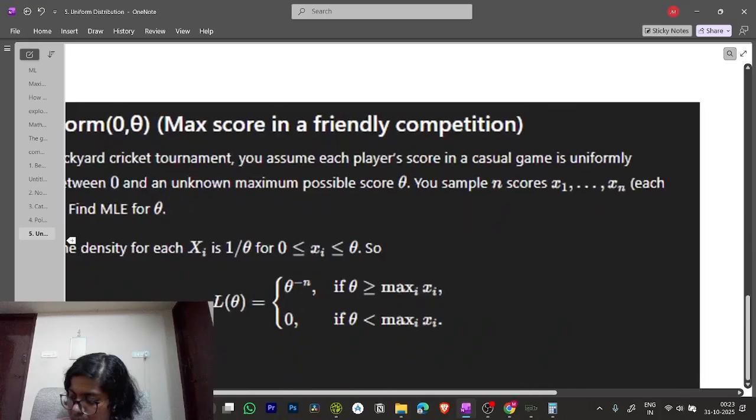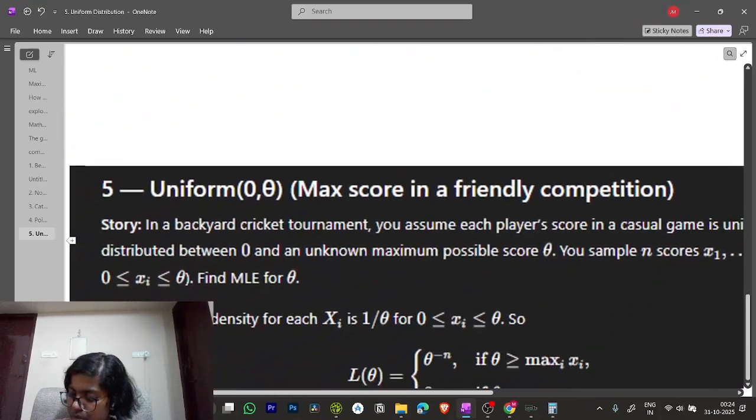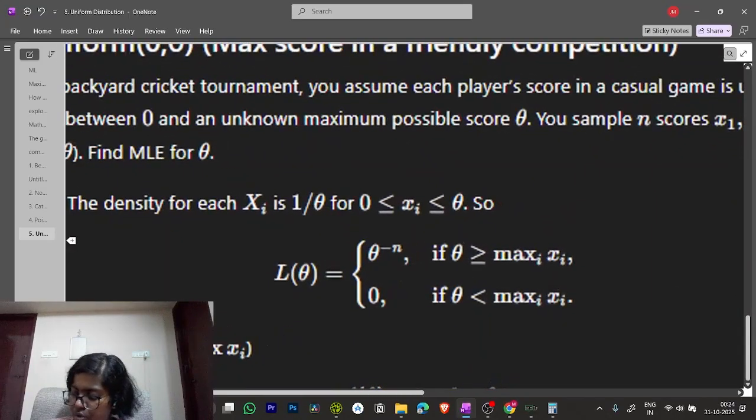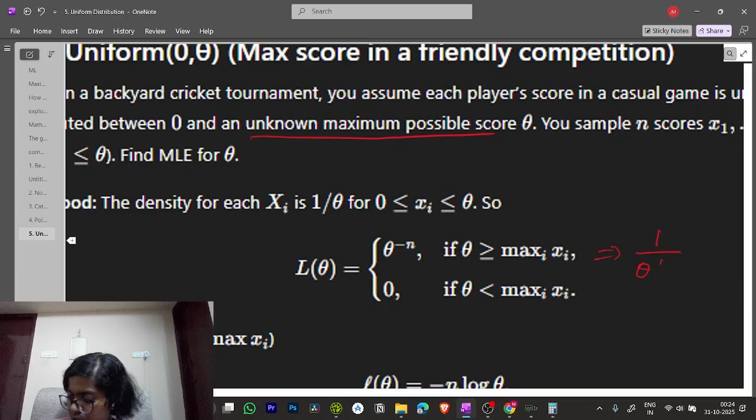So in this, okay, this is the formula for the uniform distribution. Theta is nothing but the unknown maximum possible score. So the likelihood is going to be theta to the power minus n, or nothing but 1 divided by theta to the power n, if theta is greater than or equal to the maximum of xi. Okay, so i can be from 1 to 10 in our case. And it is going to be 0 if theta is less than the maximum of xi.